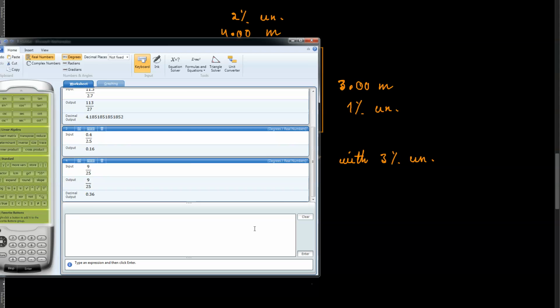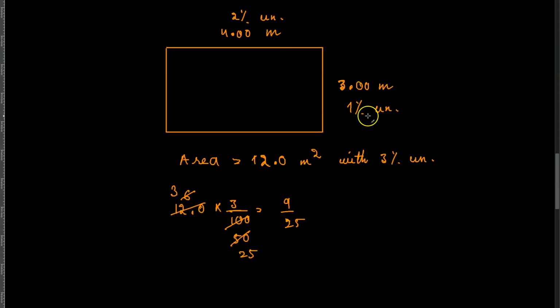9 divided by 25 is 0.36. That is the same thing as 0.36. So now this uncertainty here, 3%, as you can see, 3% of 12 square meters is going to be equal to 0.36 square meters.